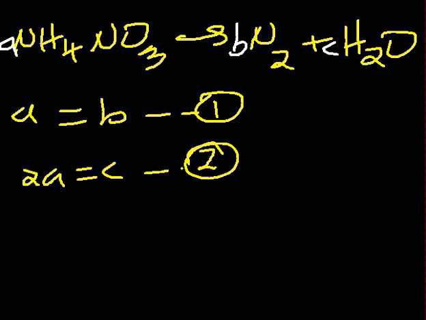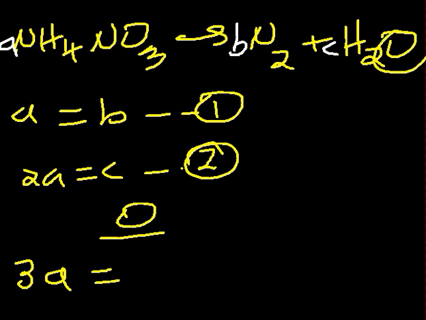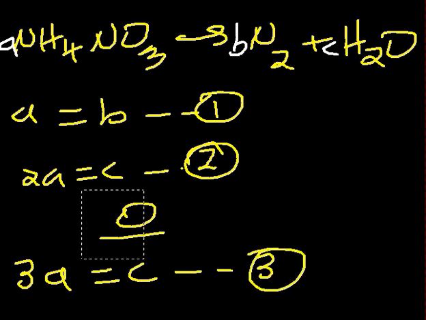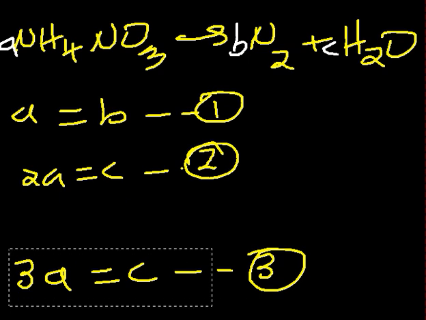Then I will go for, let's say, oxygen. And in this case, we only have 3 atoms of oxygen. In terms of A, we'll have it as 3A, which is equal to, in this case, we only have the single oxygen atom times C, so it should be C. So this is equation number 3. And I'll create some space here for the other stuff.